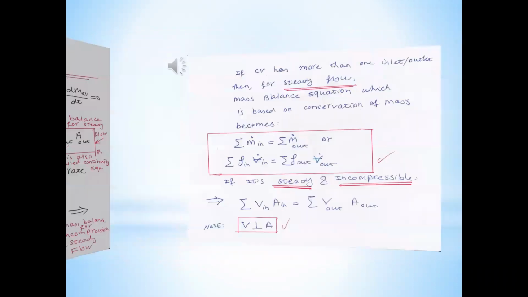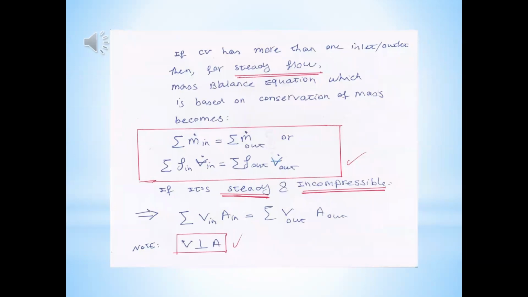And as I just mentioned, if the CV, or control volume, has more than one inlet and outlet, then we need to take a summation. The summation of m dot in is equal to the summation of m dot out, or the summation of rho V dot in is equal to the summation of rho V dot out. So that is for steady incompressible fluid. Incompressible means density is constant. And again, V dot is the volume flow rate.